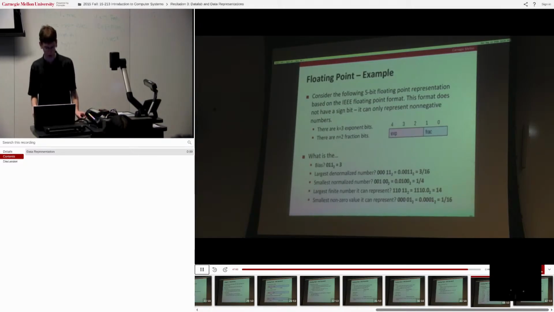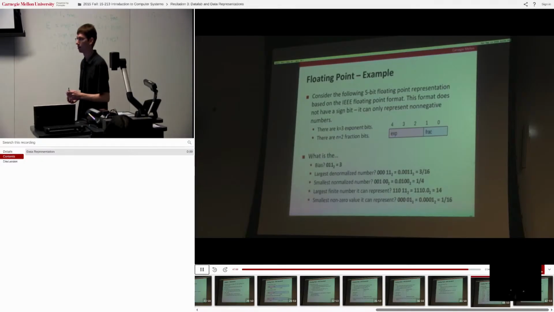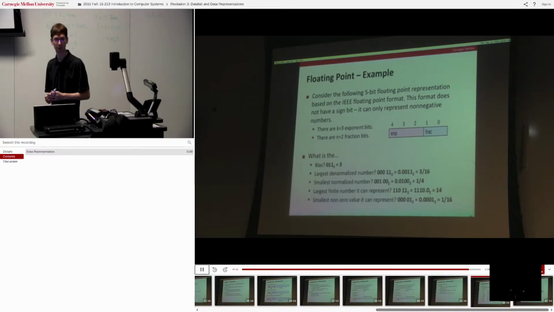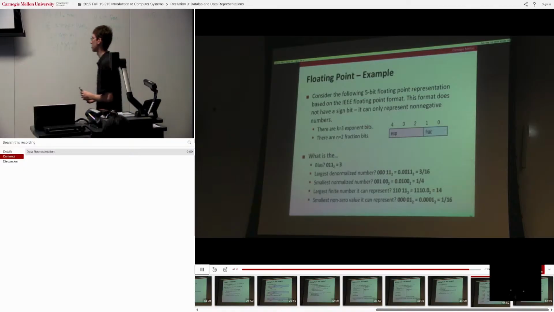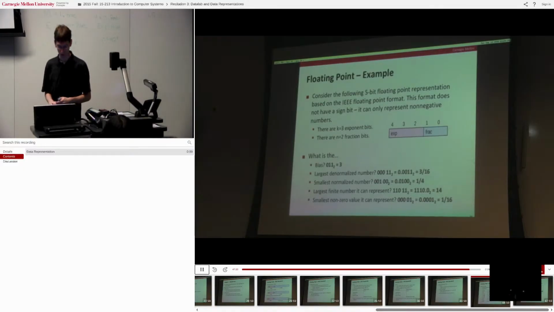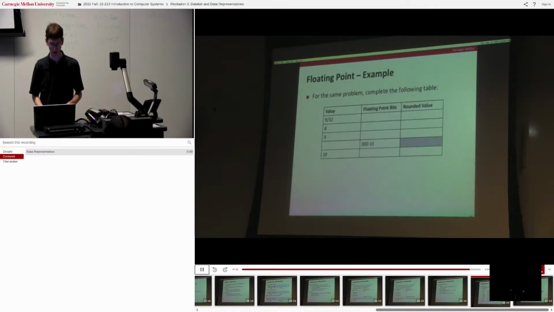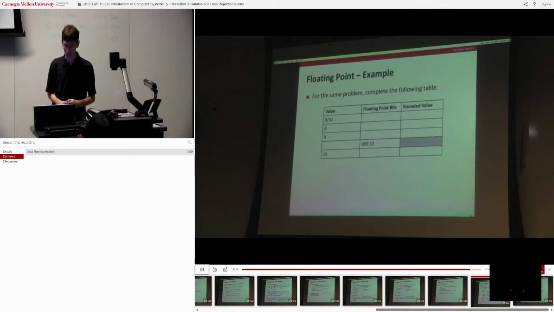So what happens if we have this system and we try doing 14 plus 14? What is the resulting floating point number going to be? Yeah, positive infinity, right. So anytime we go over what's the largest finite number we can represent, then it just overflows into infinity. So here we have an additional table of practice problems.